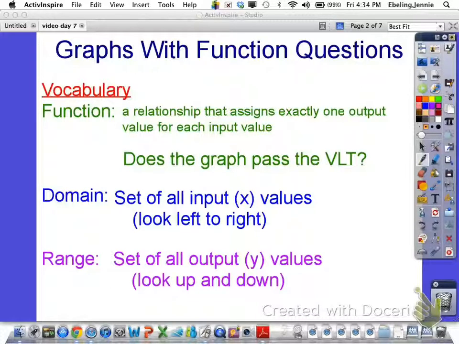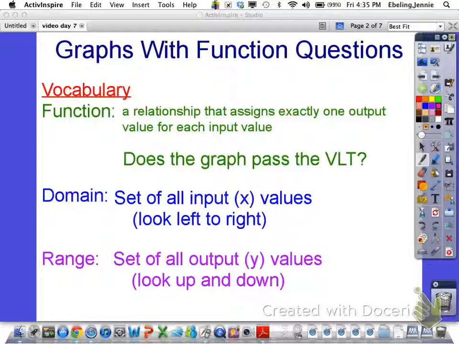Hi, this is the day 7 video, and we are going to work with functions and the function questions that go along with the graphs. On the first two slides here, I have some vocabulary words that you will need to write down and their definitions. First of all, you're going to need to write down function.